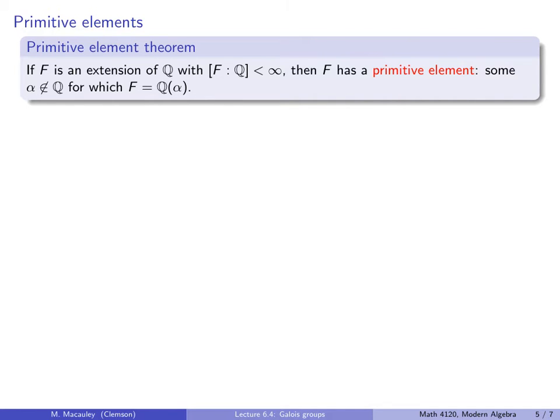And that brings us to the concept of a primitive element and a result that I like to call the primitive element theorem. This says if F is an extension field of Q of finite degree, then F has a primitive element, which is some number for which the field extension F is just Q adjoined that number. Now such a field extension, Q adjoined a single element, is said to be simple. So what this says is that every finite degree extension of Q is simple. In other words, it has a primitive element.